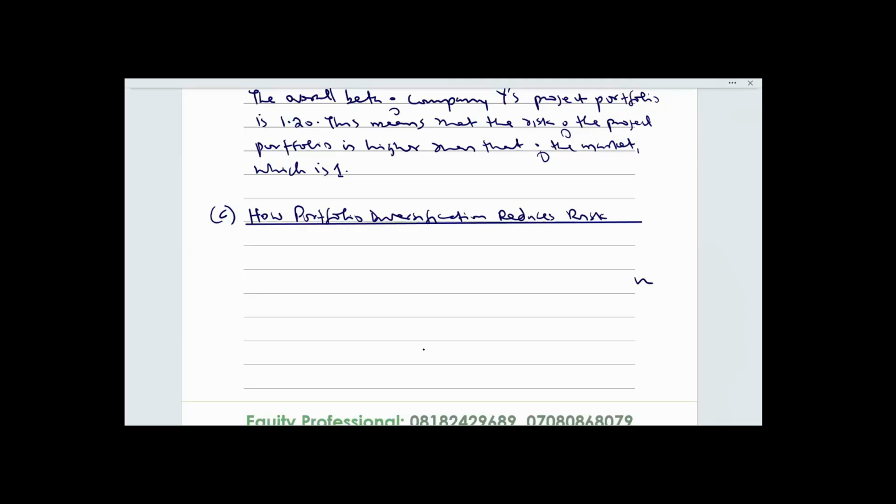All right. So now the examiner is asking you how portfolio diversification reduces risk. How do you reduce the risk of the portfolio through diversification? You then say, let me just put something for you.